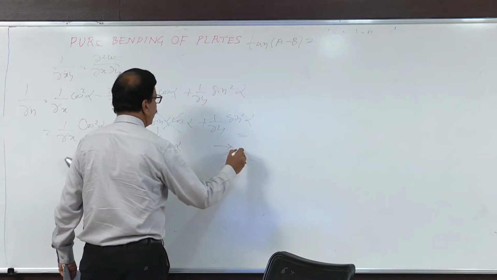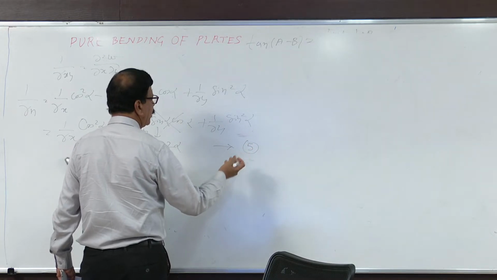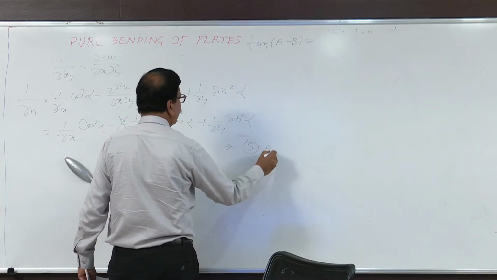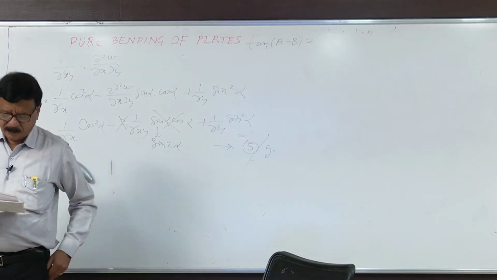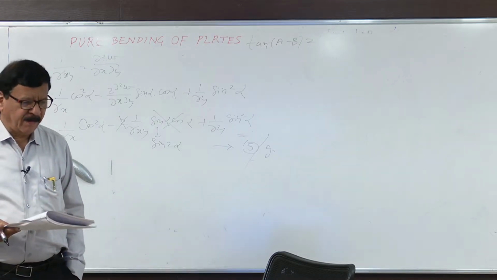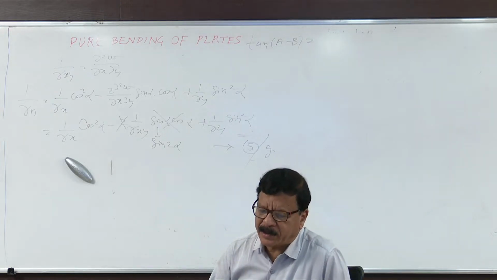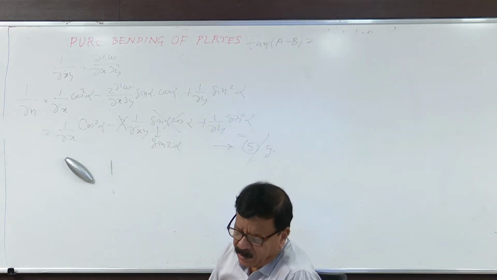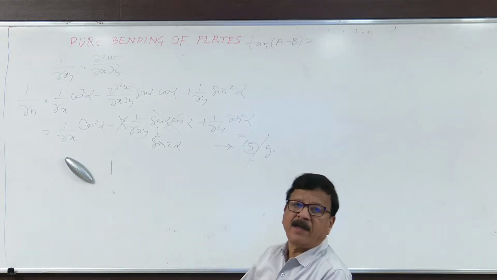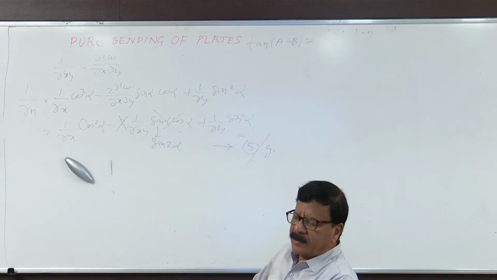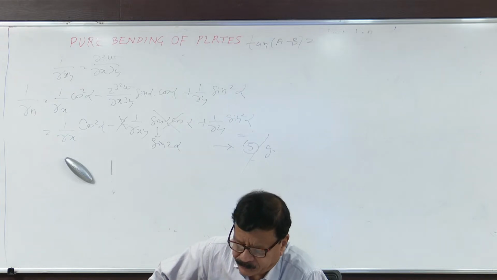Which equation number will come after A, B, C, D? A, B, C, D, E, F, G, so it is G. Where 1 upon Rxy is called the twist of the surface with respect to the xy axis.